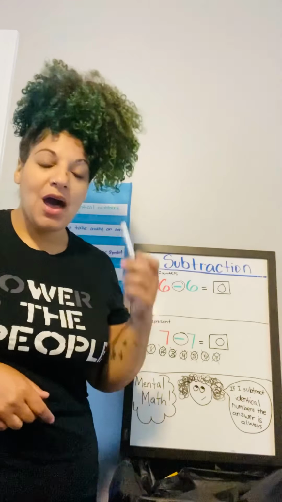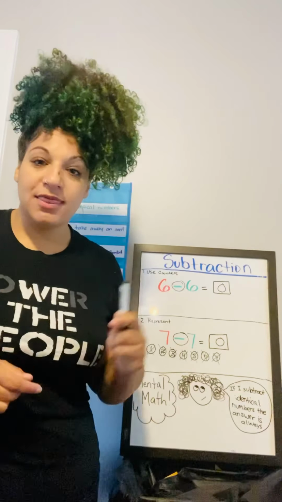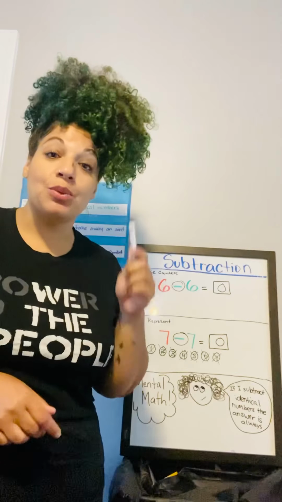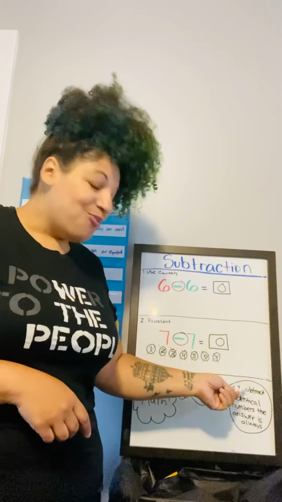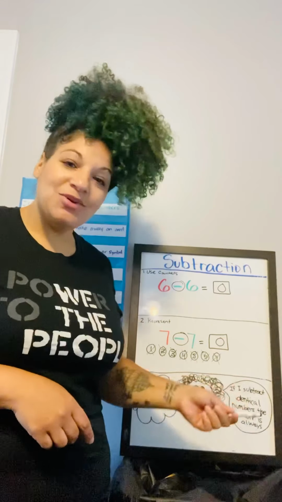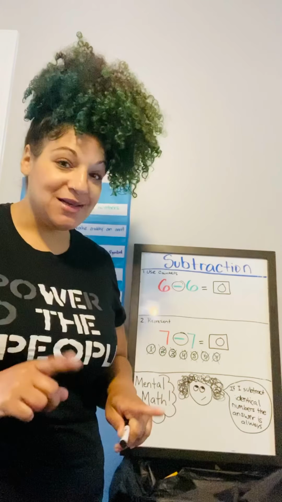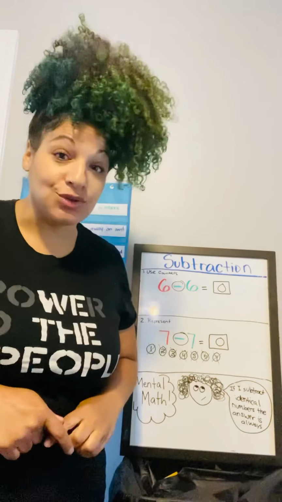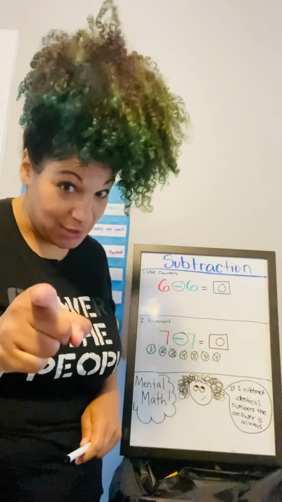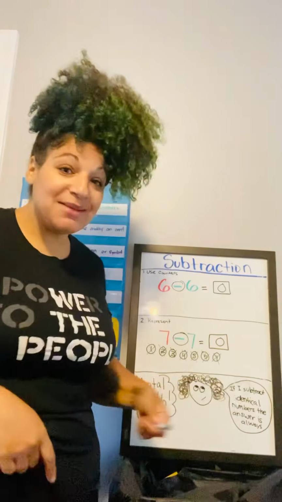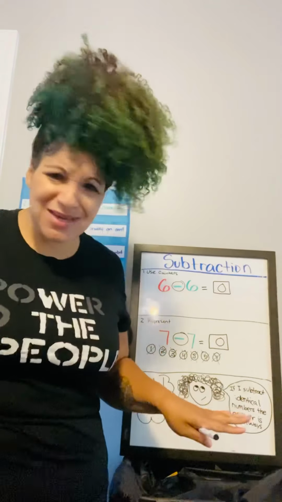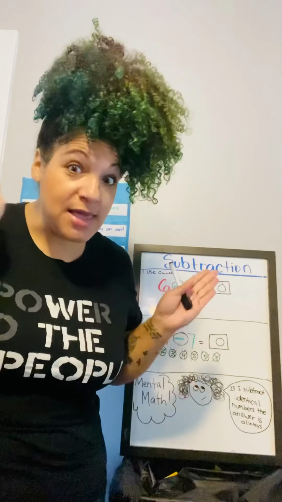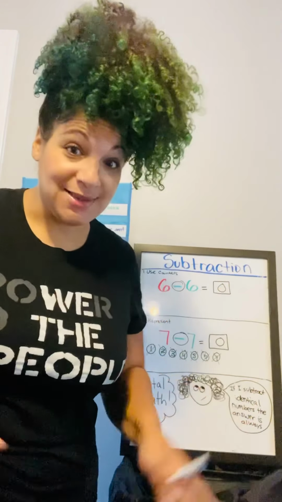Scholars, when you're doing your work this week, I want you to remember the rule. When subtracting identical numbers, there is no need to wonder. The answer's always 0. When subtracting identical numbers, there's no need to wonder. The answer is always 0.